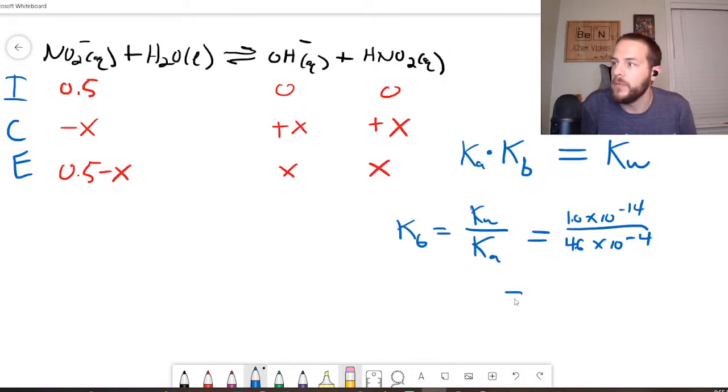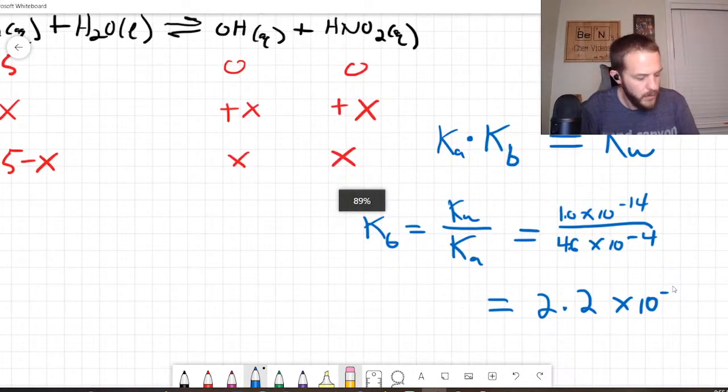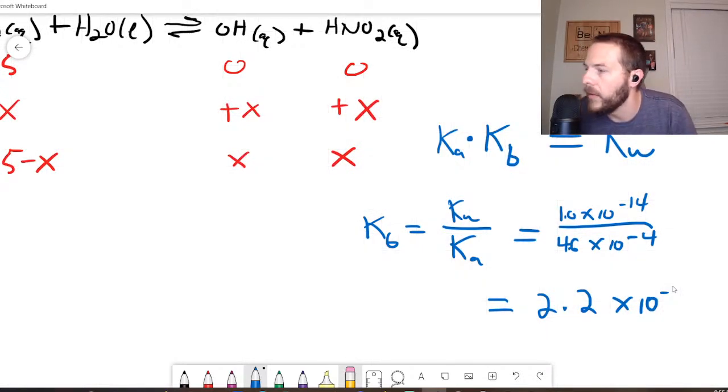So give me just a moment. I'm going to perform this quick calculation. So 1 times 10 to the minus 14 divided by 4.6 times 10 to the minus 4 equals, what I got was 2.2 times 10 to the minus 11. 2.2 times 10 to the minus 11 is what I got, right? So now we have Kb.